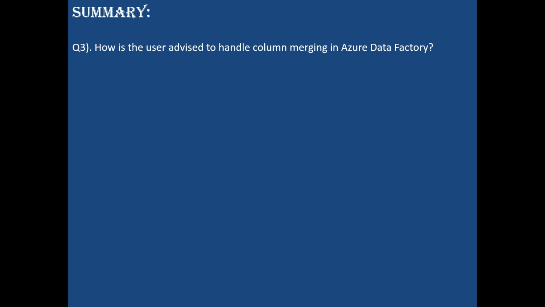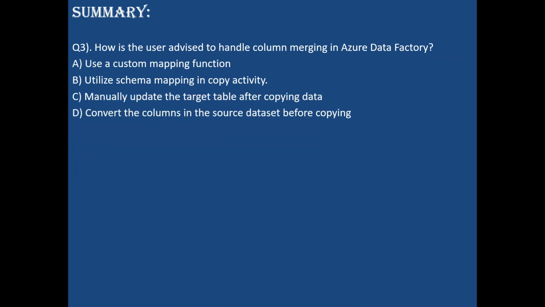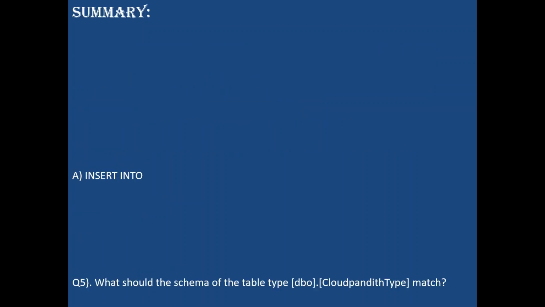Next, how is the user advised to handle column merging in Azure Data Factory? Utilize schema mapping in a copy activity. Yes, using the schema mapping in copy activity, so option B is correct. What type of data structure is suggested for passing data to the stored procedure? Table valued parameter. The type is table valued parameter.